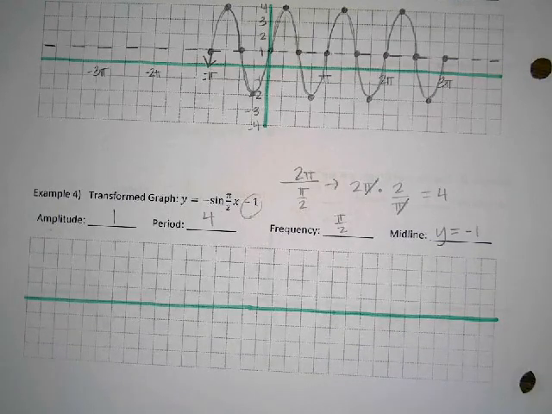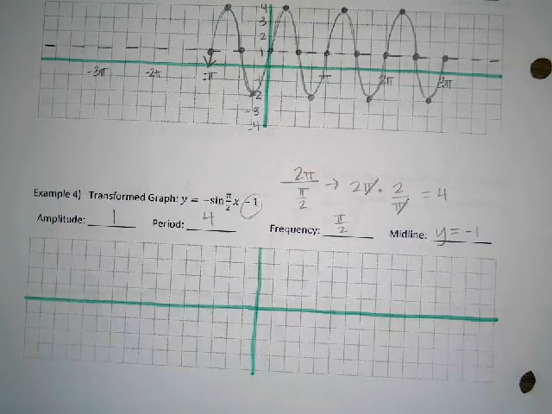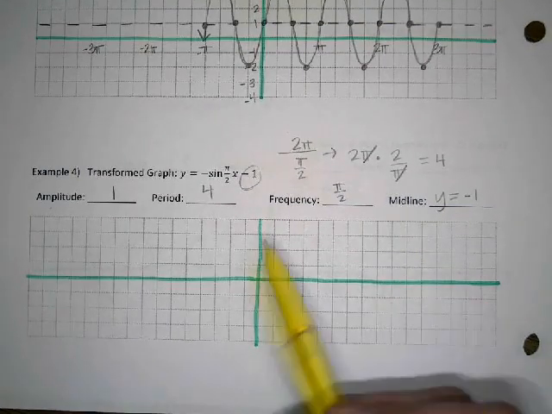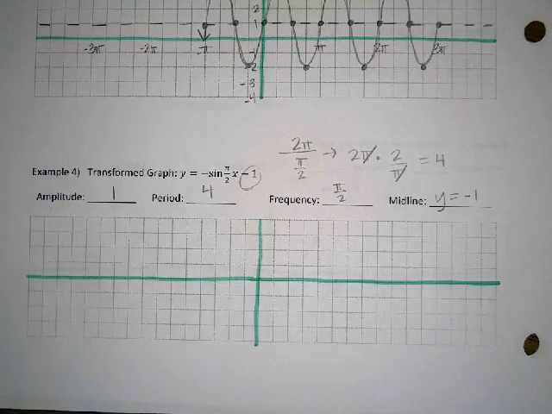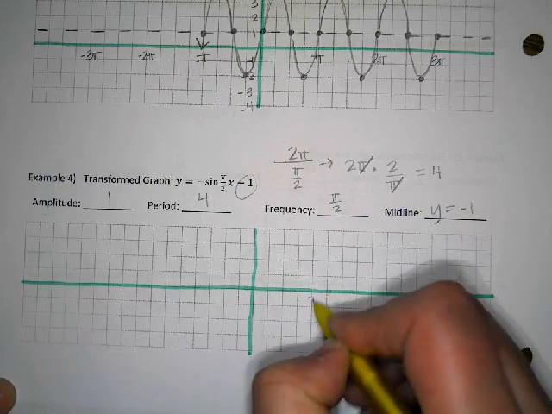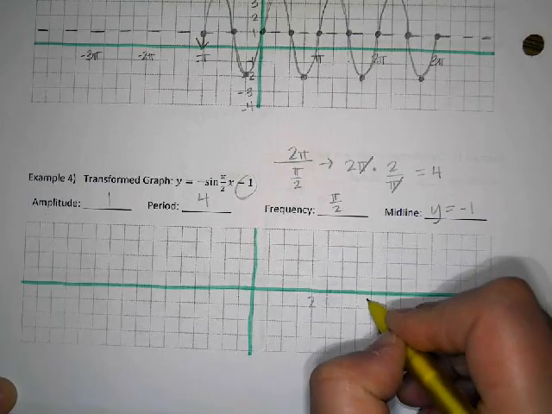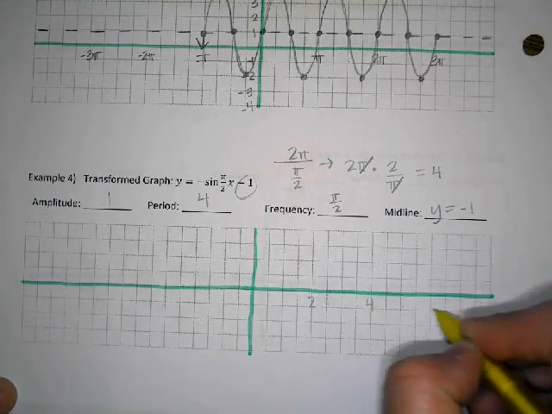Okay, so for a period of 4, do you want to do 4 boxes, 8 boxes, or 12 boxes? 8 boxes? Okay, so we're going to do 1, 2, 3, 4, and put 2. 1, 2, 3, 4, and put 4. 1, 2, 3, 4, and put 6. 1, 2, 3, 4, and so on.